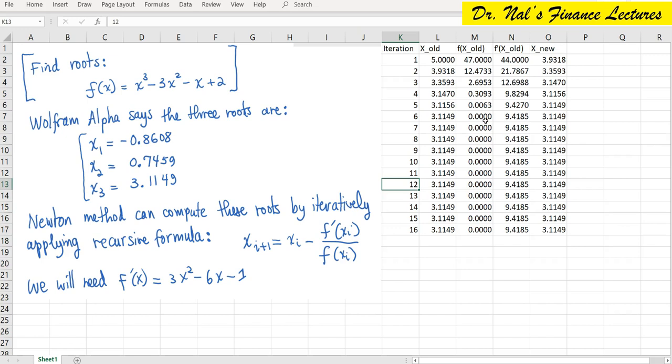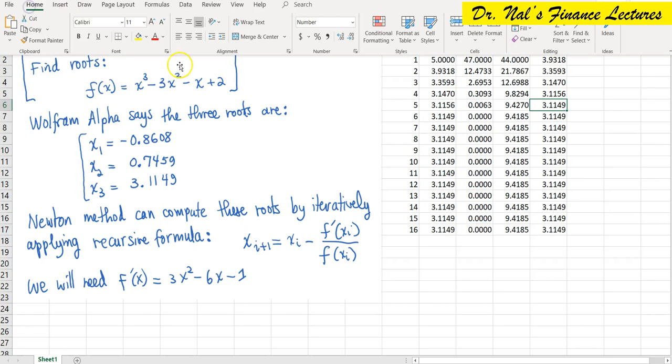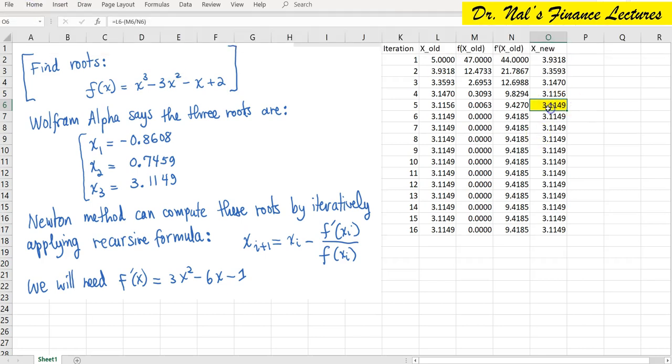In fact, we realized that the answer was 3.1149, and we were able to get that result pretty quickly, in 5 steps here. Do you see that? After 5 iterations, that's the first time that we found that correct answer. Do you see that? So that's the root.